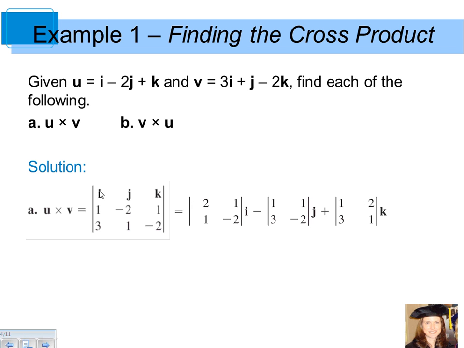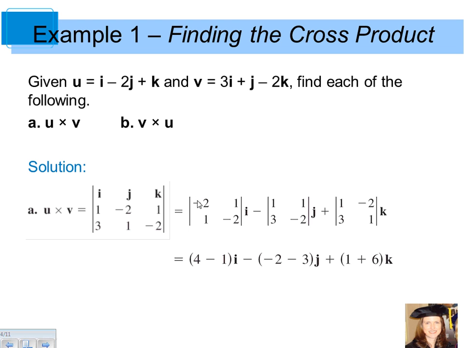We cover up the i column and the result is this smaller matrix, a 2 by 2 matrix. Cover up the j column and put those values in that matrix. Cover up the k column and use those four numbers in the third matrix. We're going to multiply across here, and subtract the results.